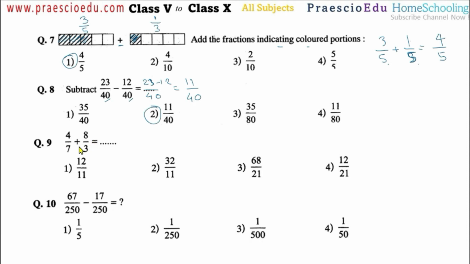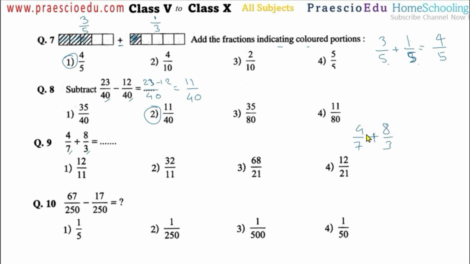Now question number 9, 4 by 7 plus 8 by 3. Here 7 and here 3, both denominators are different, so we have to make the denominators equal first. So 4 by 7, and here 8 by 3 is here, not 7.